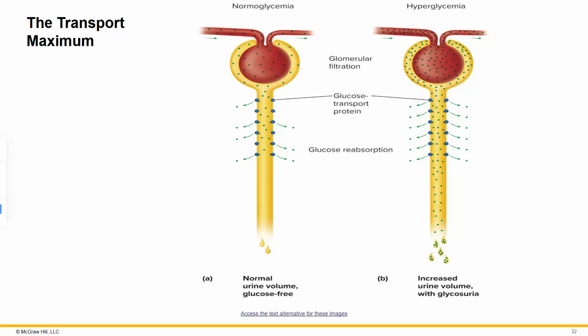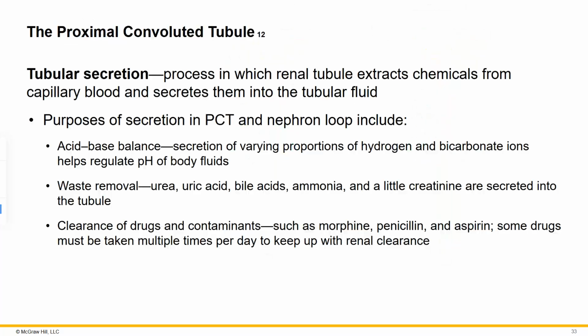You can pause the video and review this diagram. Tubular secretion is different from tubular reabsorption. So reabsorption is when the stuff falls out of the glomerulus, and now your tubules are going to suck back up the stuff that we need in the body. Secretion is when the tubules force excess substances into the urine, sometimes against their concentration gradient. The purpose of secretion in the proximal convoluted tubule and nephron loop include acid-base balance, waste removal, and the clearance of drugs, contaminants. Sometimes there's toxins that we need to remove from bacterial infections and so forth.